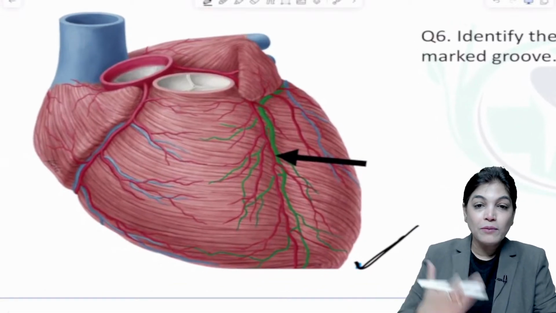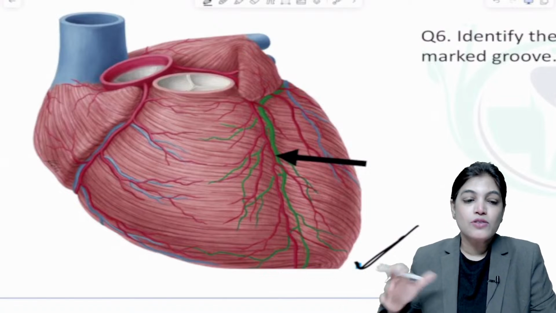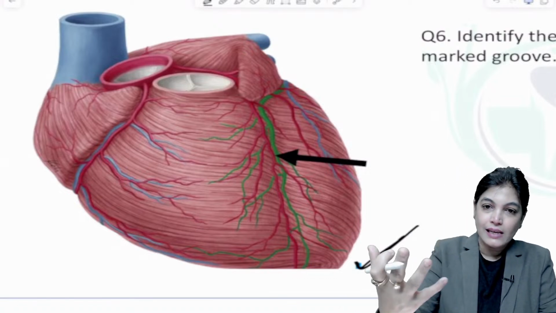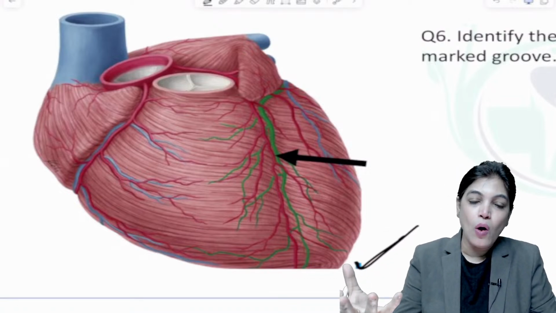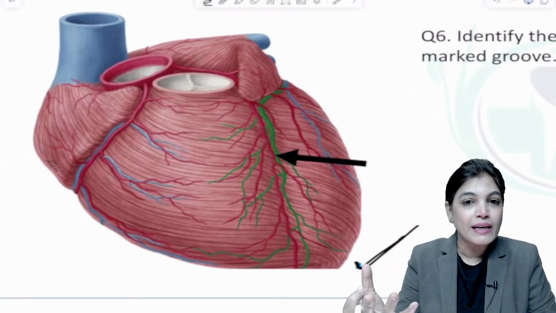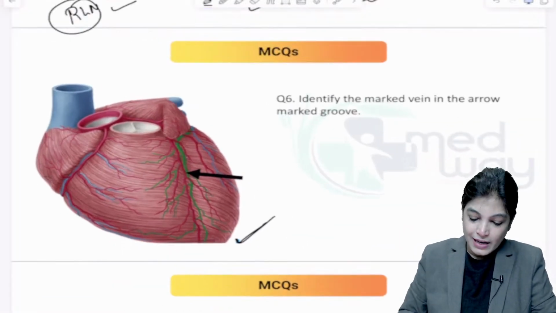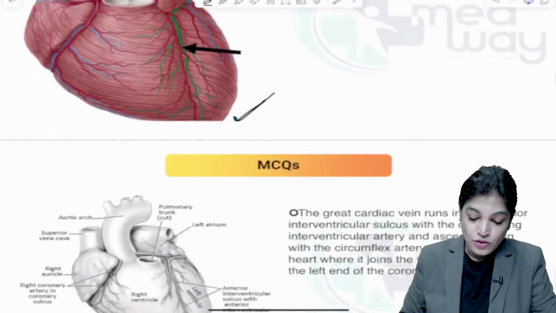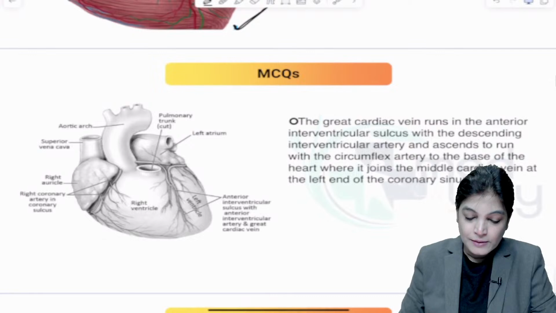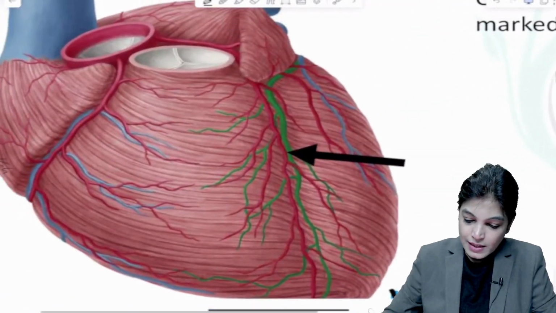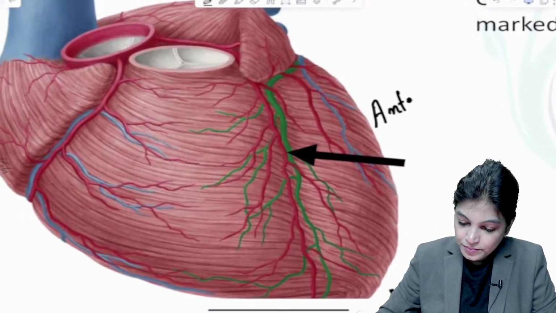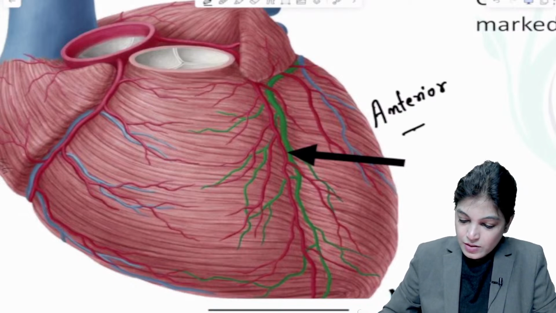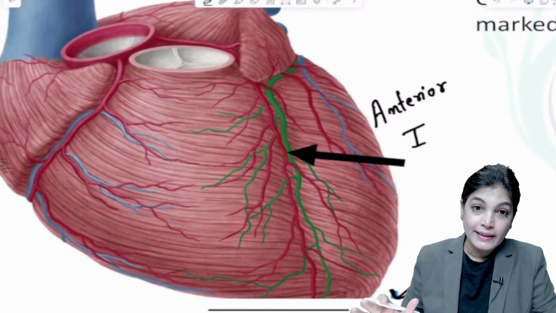Okay, whether they have asked about a vein or an artery, definitely if we are seeing the anterior view of the heart chambers, we can definitely know that this groove is the atrioventricular groove. Okay, this is anterior, so this is actually the anterior interventricular sulcus. So definitely you can see this is anterior. So the arrow is in the interventricular sulcus.